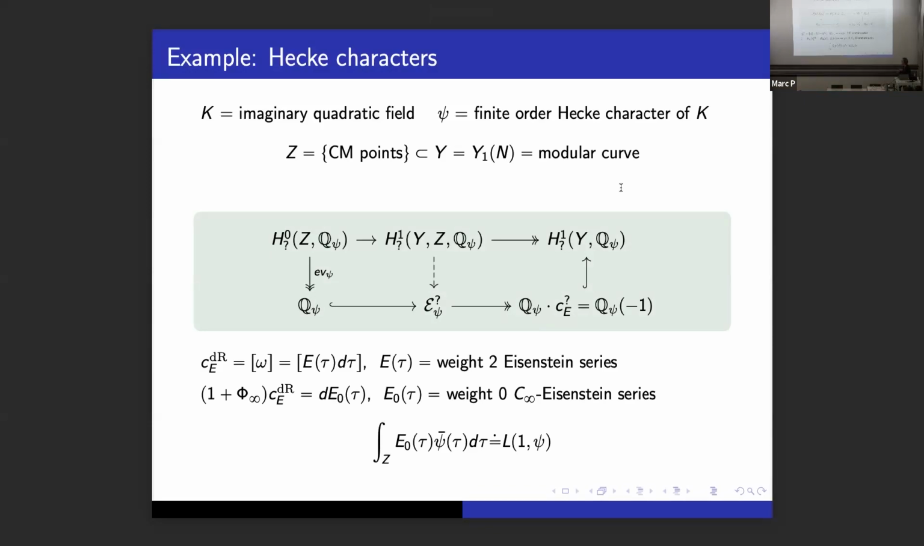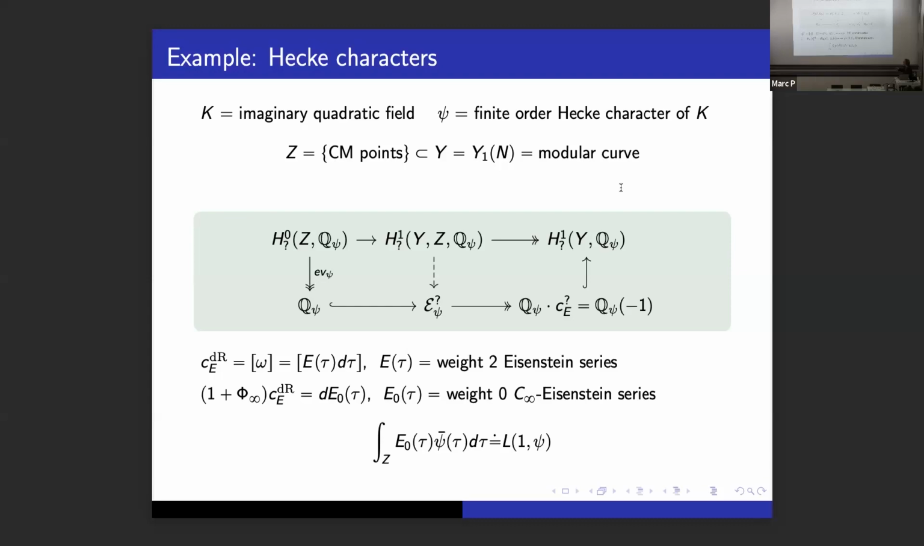And the geometric situation is I'm going to take a modular curve. In this case, that's the complex upper half plane modded out by some congruence subgroup, some finite index subgroup inside SL2Z. Not any finite index subgroup, but a congruence one. And then for Z, I'm going to take a collection of CM points. So these are going to be points in the upper half plane, which I can think of as just elements of K. So these are CM points associated to the field K. And those are particularly nice.